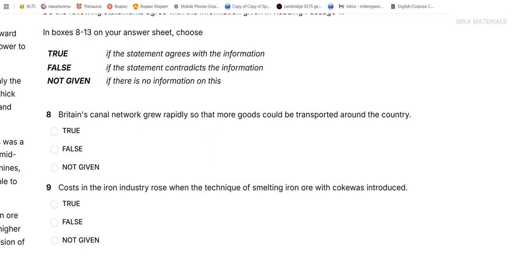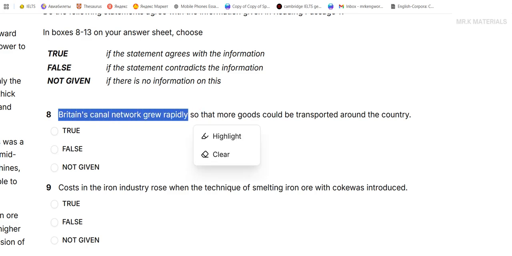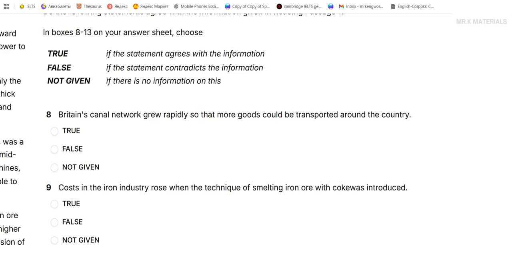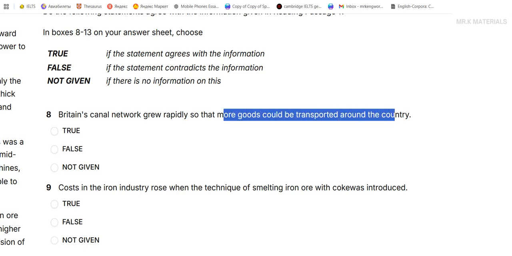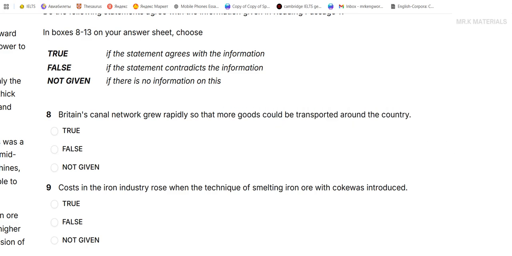In Russian, how is it going to be? Britain's canal network вырос, его, короче, каналы выросли резко. Для чего? Чтобы мы могли перевозить больше продуктов по стране. Значит, чтобы перевозить больше продуктов, canal network, то есть канал быстро вырос. Понимание есть, полное понимание, не спеша.